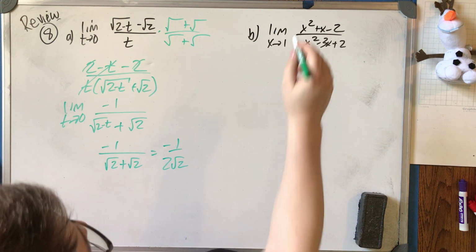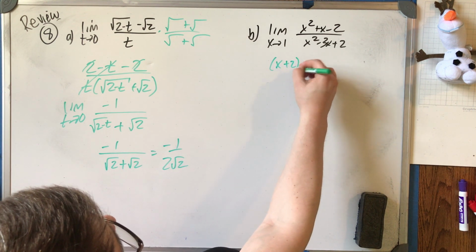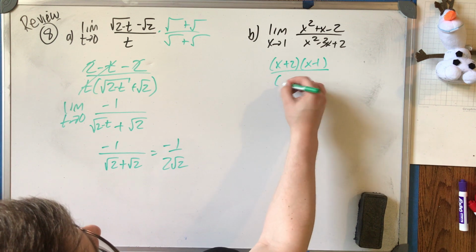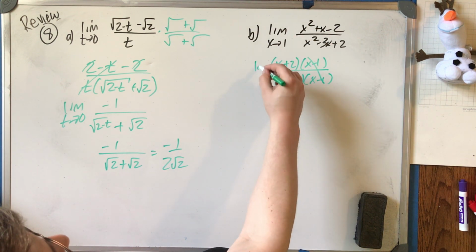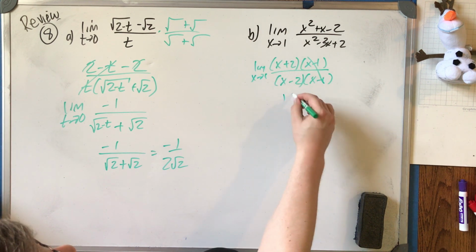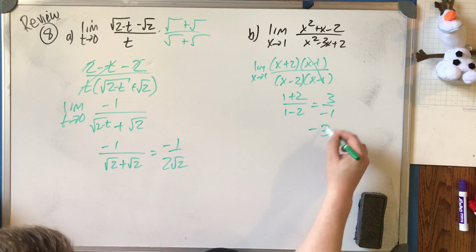When I'm over here, try direct substitution. I get 0 over 0. That tells me I can try the factoring method. So I'm going to get x plus 2, x minus 1 over, what is this? x minus 2, x minus 1. So the x minus 1's cancel. I can now direct substitute. I'll get 1 plus 2 over 1 minus 2. That's 3 over negative 1, so this is negative 3.